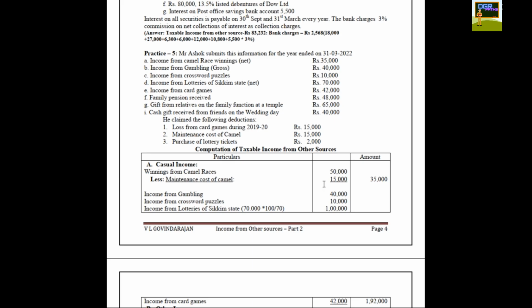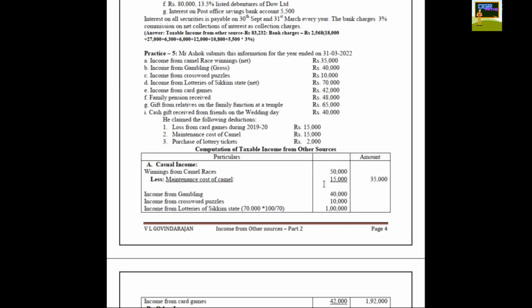He claimed the following deductions. Loss from card games will be ignored. Maintenance cost of camel, we can adjust this maintenance cost against the income from camel races. Here, the first one is 50,000. Purchase of lottery tickets will be ignored. Let me see the answer.